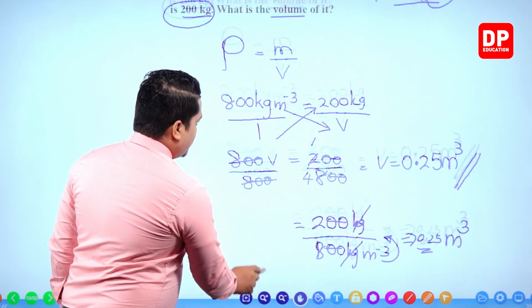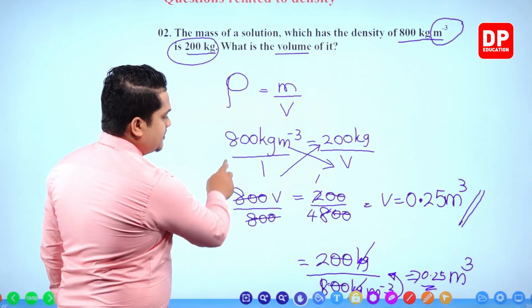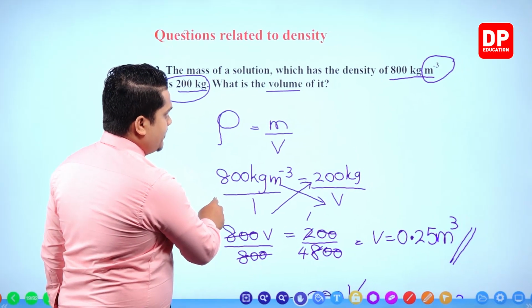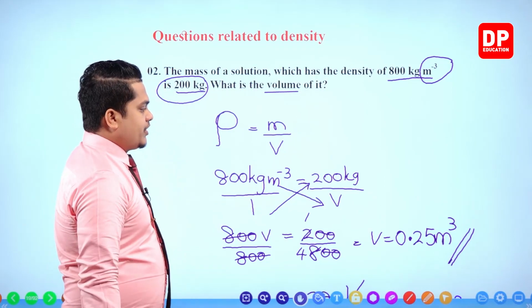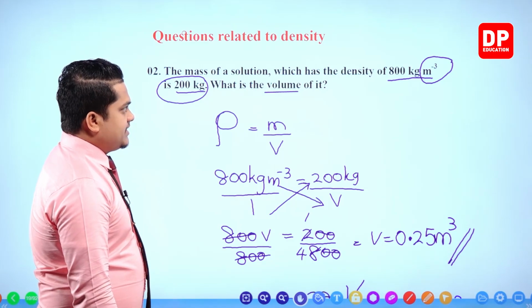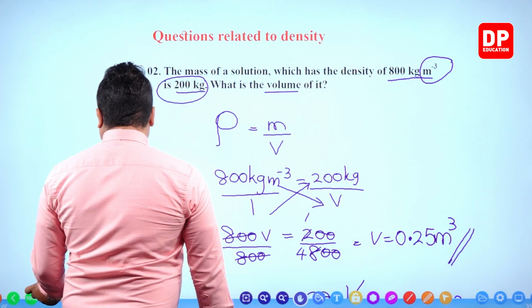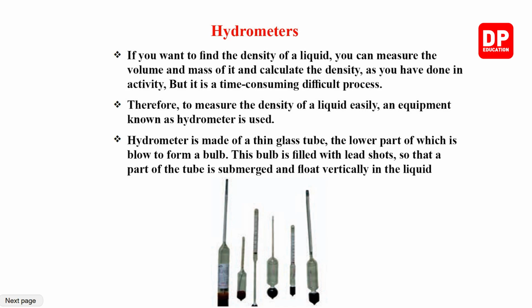So our answer for the second question would be 0.25 cubic meters, my dear children. 0.25 cubic meters. Right. So this is the answer for the second question. Okay. Then, my dear children, we'll be discussing a fresh new part.